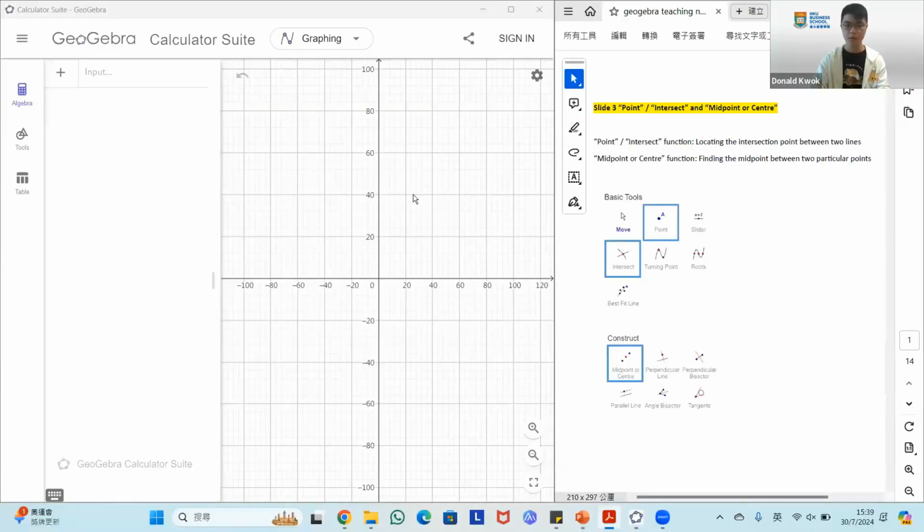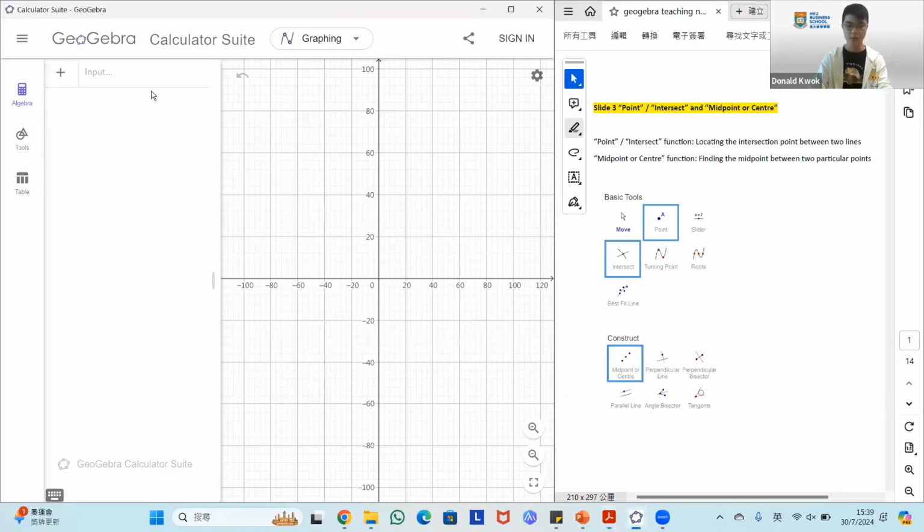In the first part, we will focus on the simpler functionalities, such as the intersect and midpoint or center tools, as well as the line and segment functions. For most functionalities, they can be found in the Tools section on the left-hand side panel here. To begin with, the point or intersect function can usually help us to locate the intersection point between the two lines.